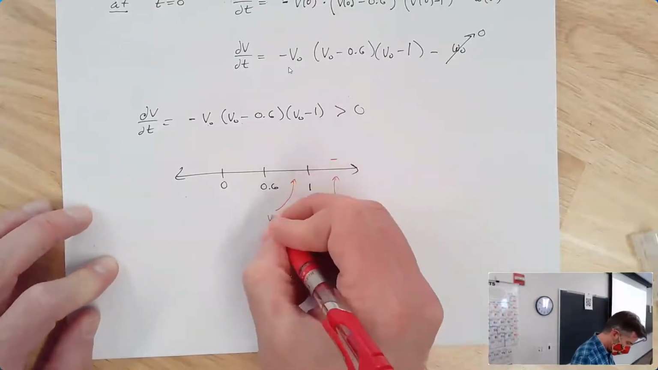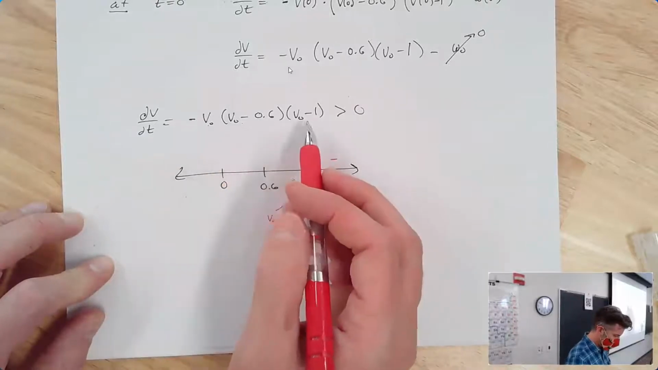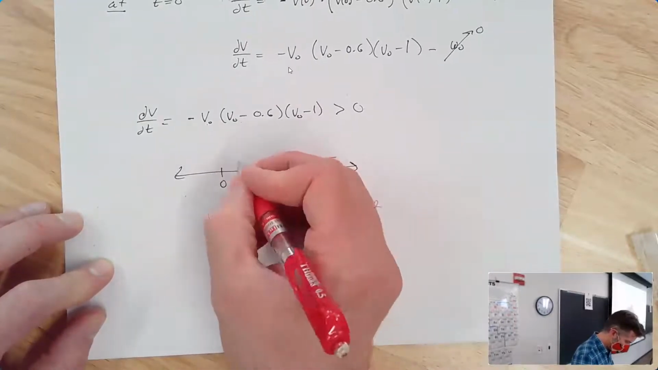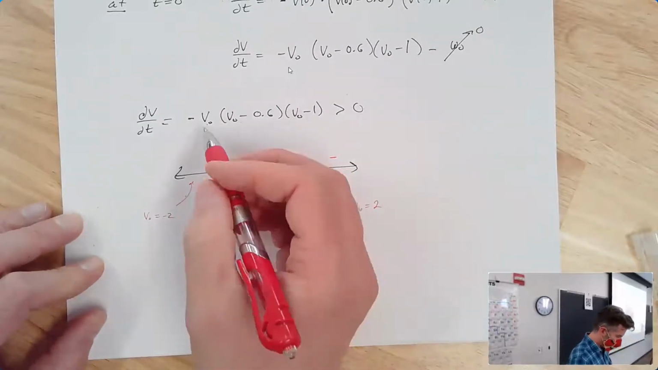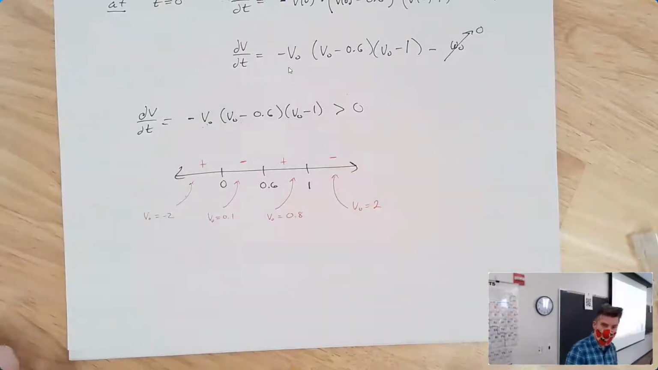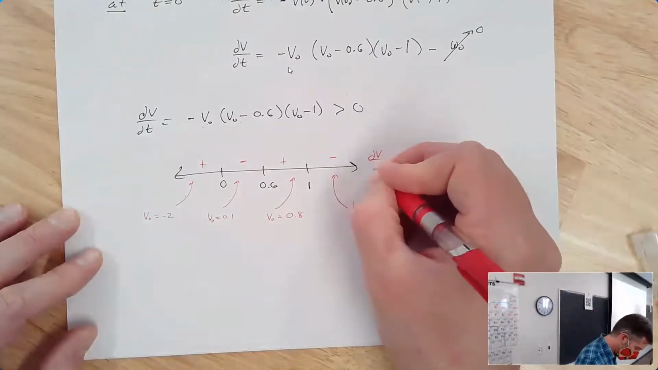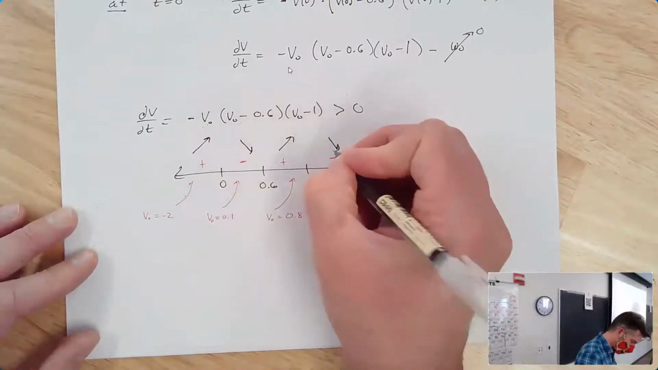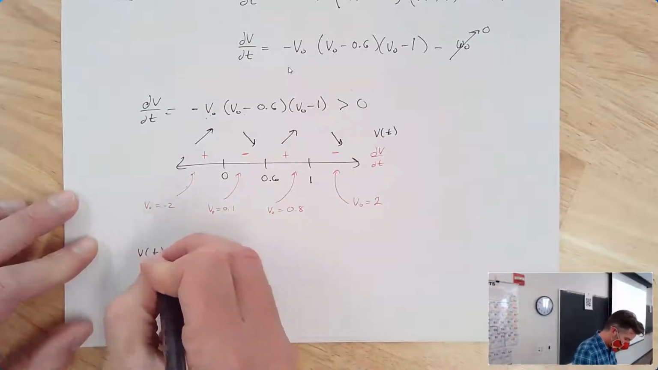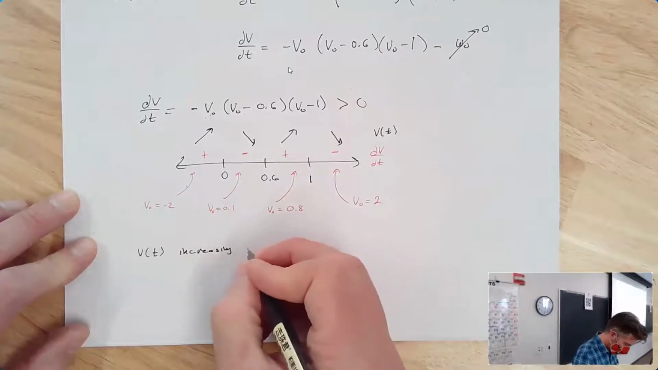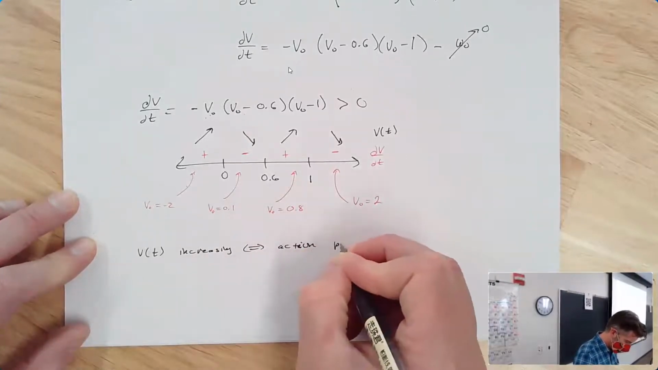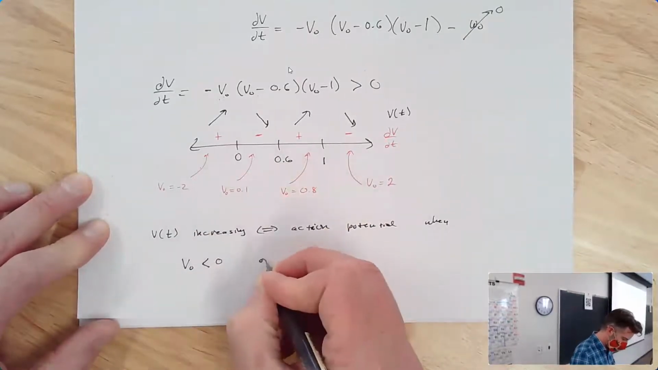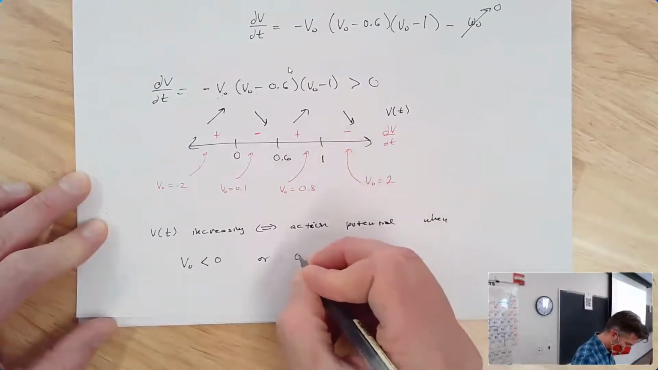And if we pick something like v naught equal to 0.8, we get a negative times a negative, which is positive overall. And if we pick something like v naught equal to 0.1, negative, negative, negative. And if v naught is equal to, say, negative 2, positive, negative, negative gives me a positive overall. So if that's what my derivative is doing, then I can see that my function is increasing here, decreasing here, increasing here, decreasing here. Which means we have v of t increasing, which means we have an action potential either here, when v naught is less than 0, or here, when v naught is between 0.6 and 1.